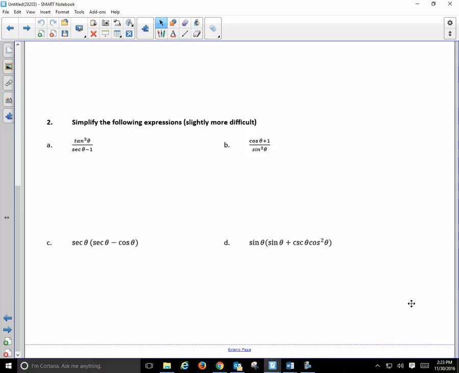Okay, folks, it's time to try something that's just a little bit more challenging. As you can see here, we're going to look at simplifying these expressions, ones that are slightly more difficult.